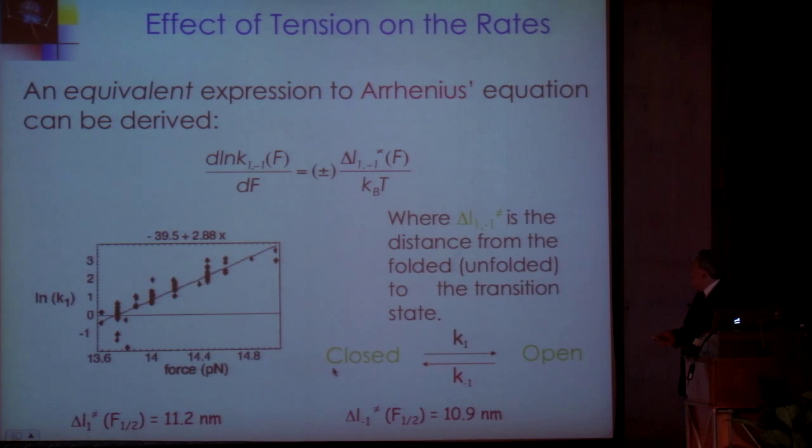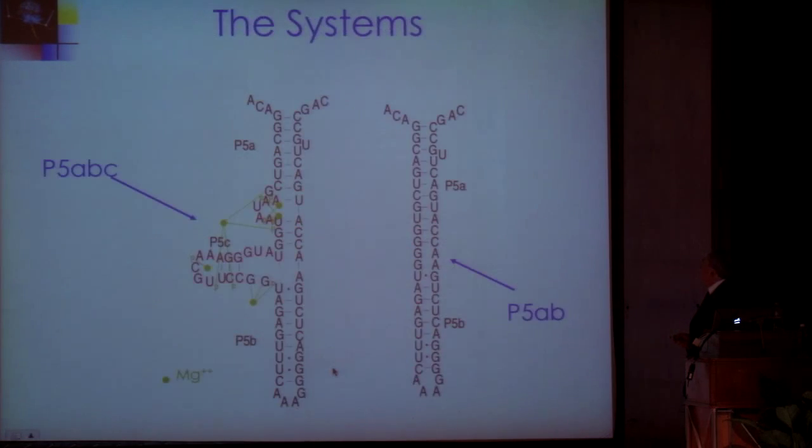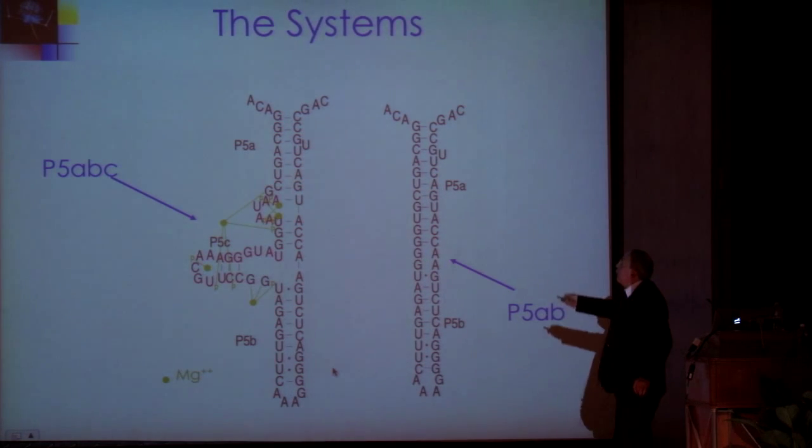Good. And here is the data, the logarithm of the rate constant as a function of force, and the other constant, the rate for closing the molecule, going from open to closed, of course, decreases with force. So, I just showed you this result. What happens if we add these things?